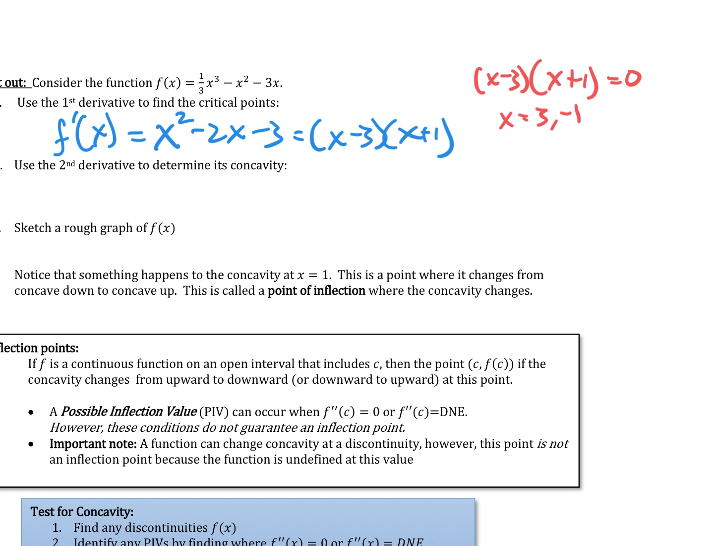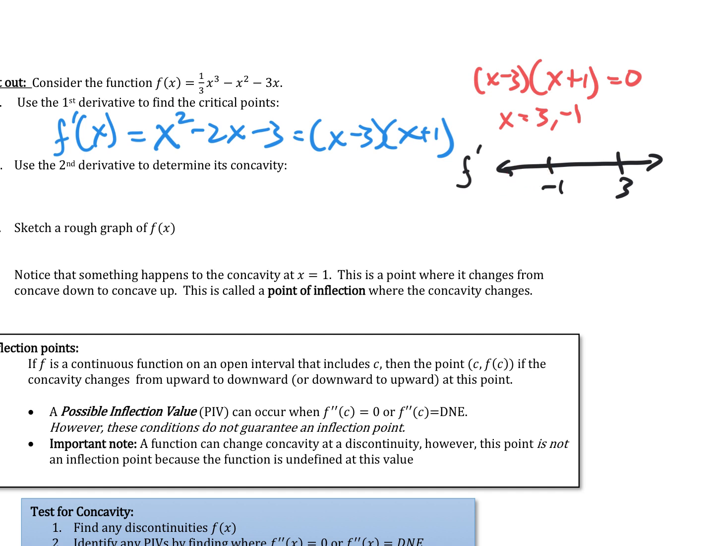And let's go ahead and make a number line here while we're at it, because we're going to need that. This is f prime, and negative 1 and 3. Let's plug in some numbers. Plug in a number to the left of negative 1, and let's plug it into f prime of x. Probably plug it into the factored version, that's easiest. So maybe negative 2 here.